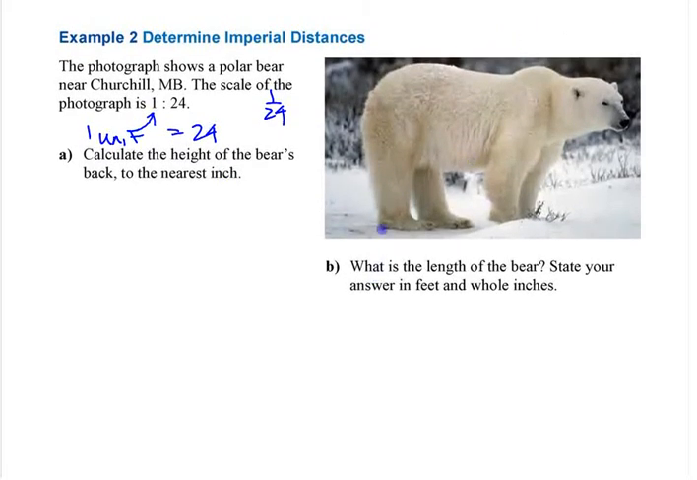If you want to calculate the bear's actual height, you can use a proportion to do that. Okay? You can say picture, reality. If you write 1 on the picture is 24 in reality, and then you put the measurements you know here. Okay? You can take a ruler and measure. It says calculate the height of the bear's back. Take your ruler and measure this height right here. Okay, the highest point there.